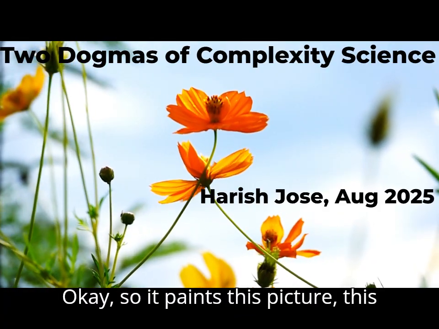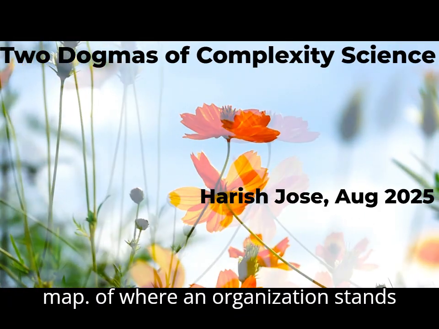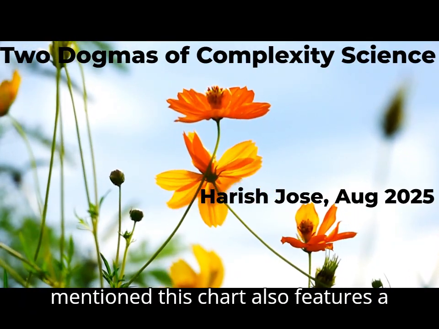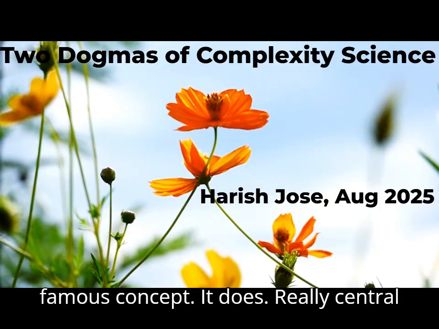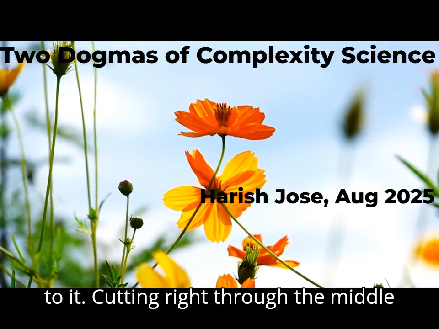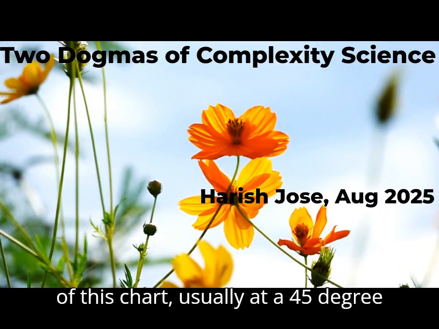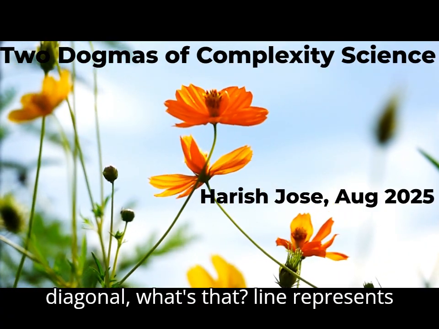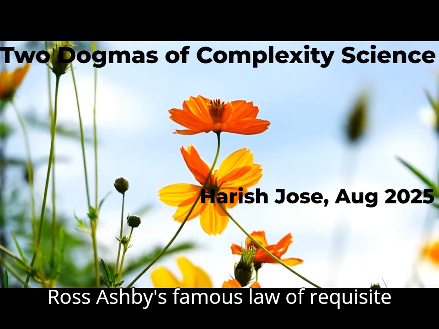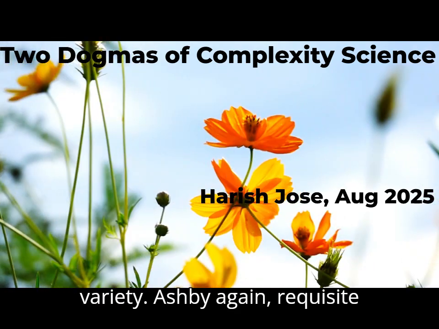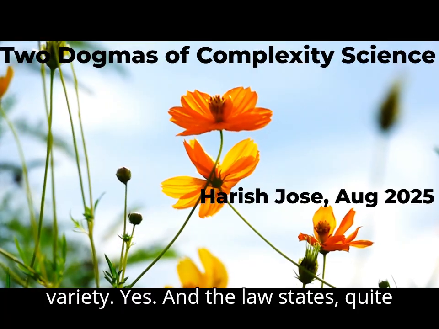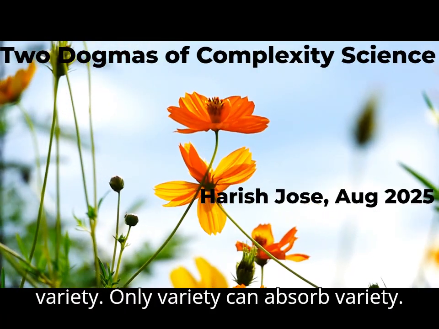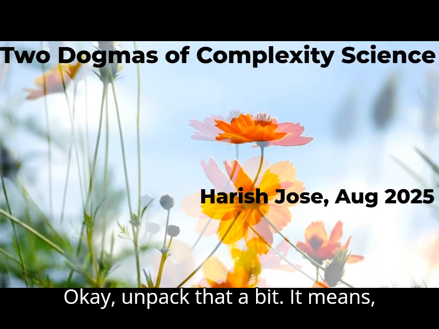Okay, so it paints this picture, this map, of where an organization stands in relation to its environment. And you mentioned this chart also features a famous concept. It does. Really central to it. Cutting right through the middle of this chart, usually at a 45-degree angle, there's a diagonal line. The diagonal, what's that? That line represents Ross Ashby's famous law of requisite variety. Ashby again, requisite variety. Yes. And the law states, quite powerfully, that only variety can absorb variety. Only variety can absorb variety. Okay, unpack that a bit.